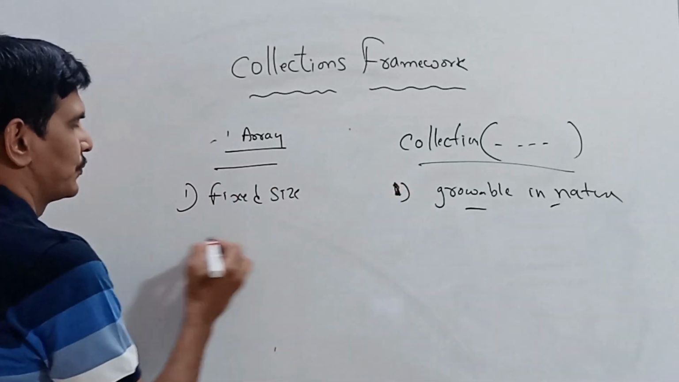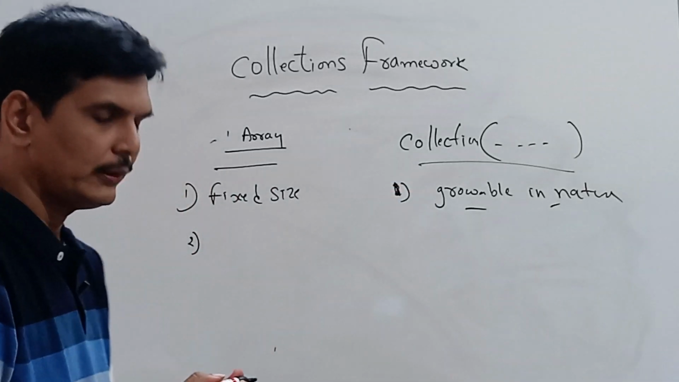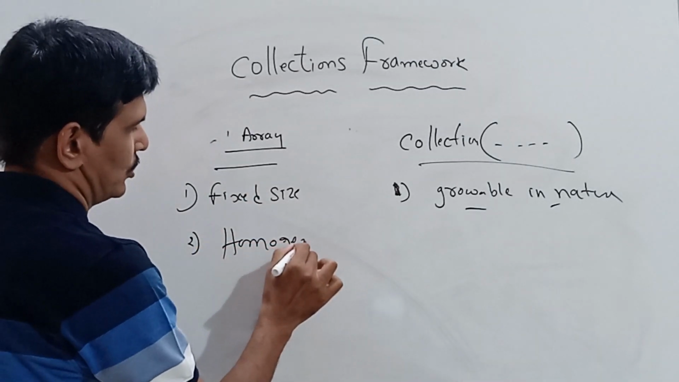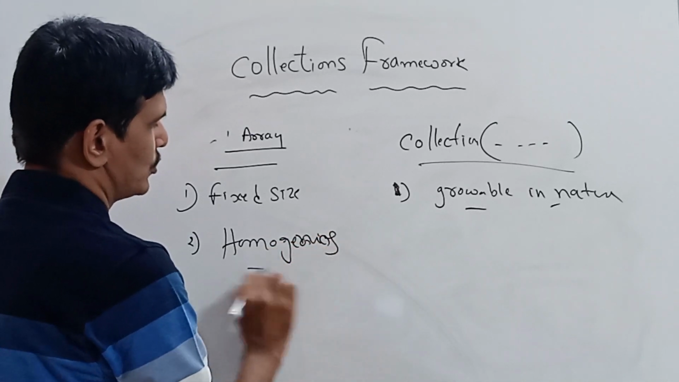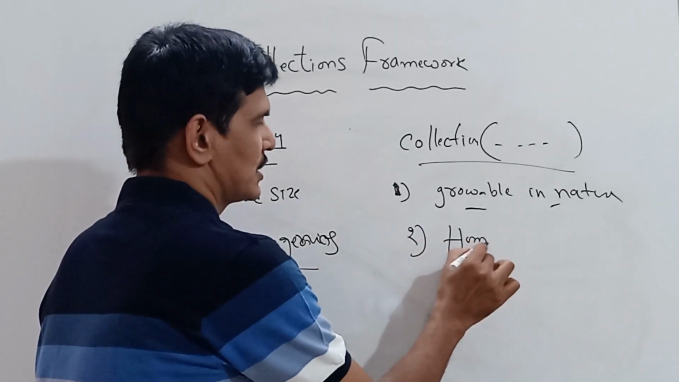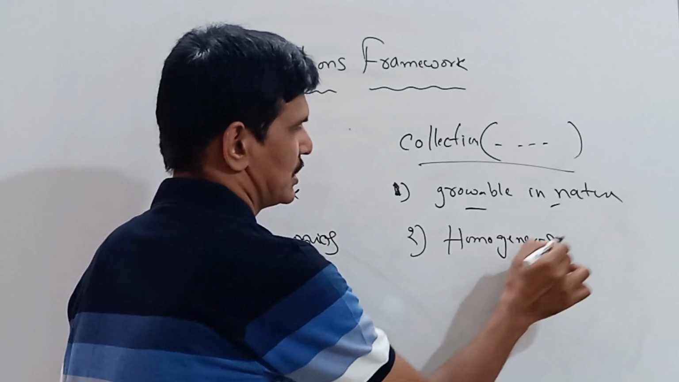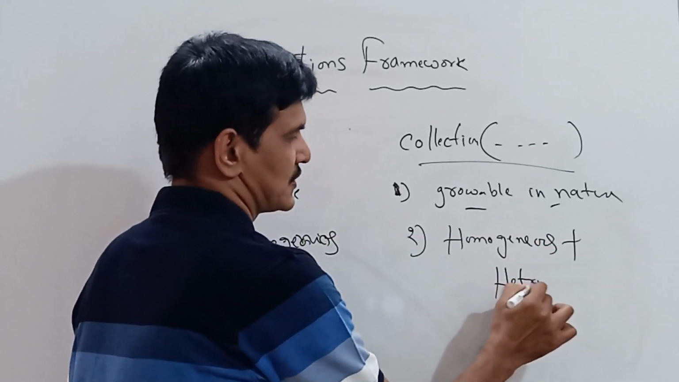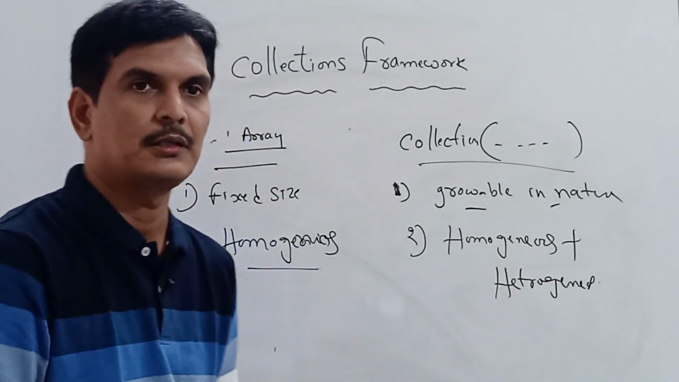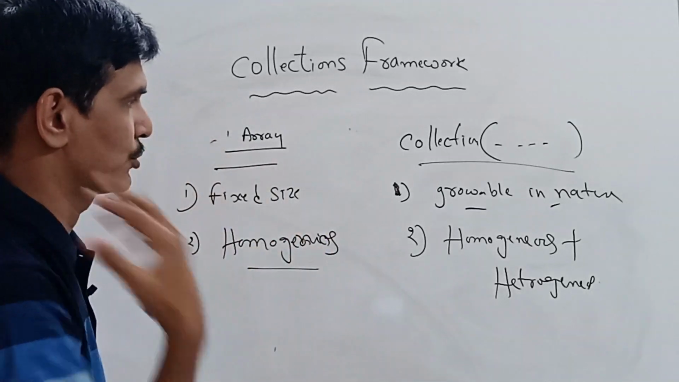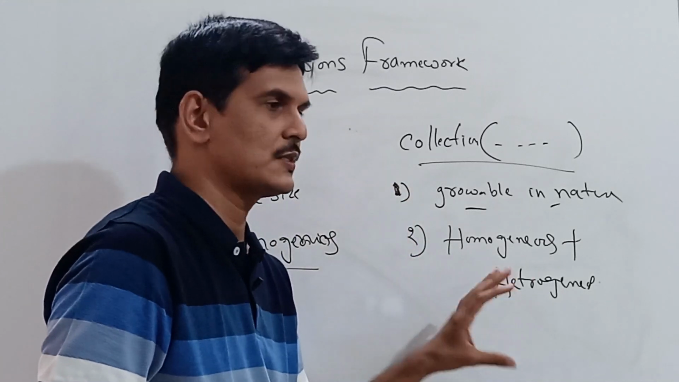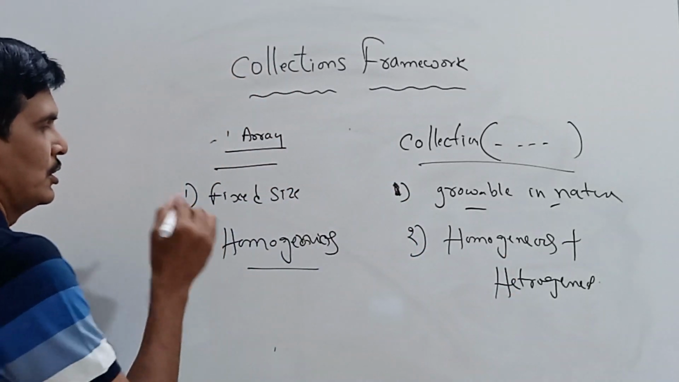That's the first difference. Now the second difference is, arrays can hold homogeneous data. When you come to collections, they can hold homogeneous data plus heterogeneous data. Heterogeneous means it can have all kinds of data elements, so different data types of elements can be stored. That is one more advantage of the collection framework. So that's the second part.